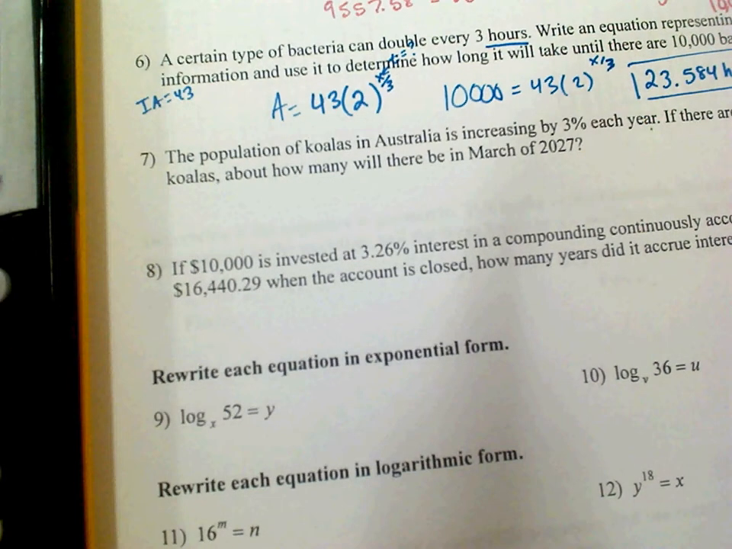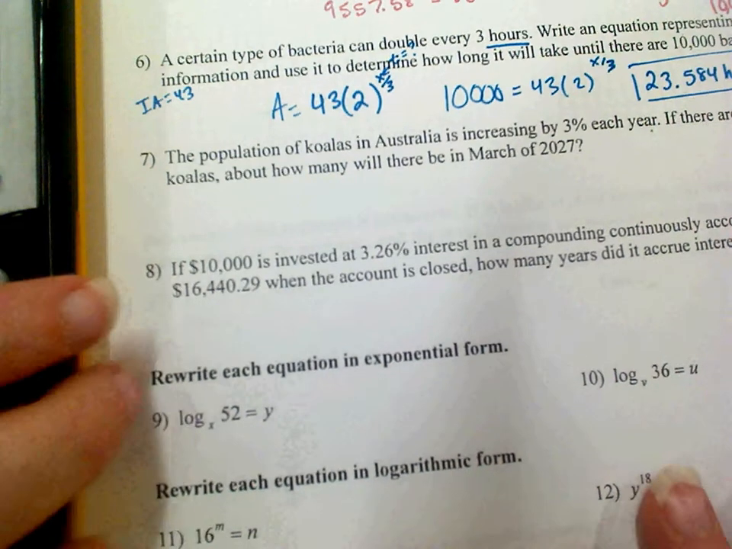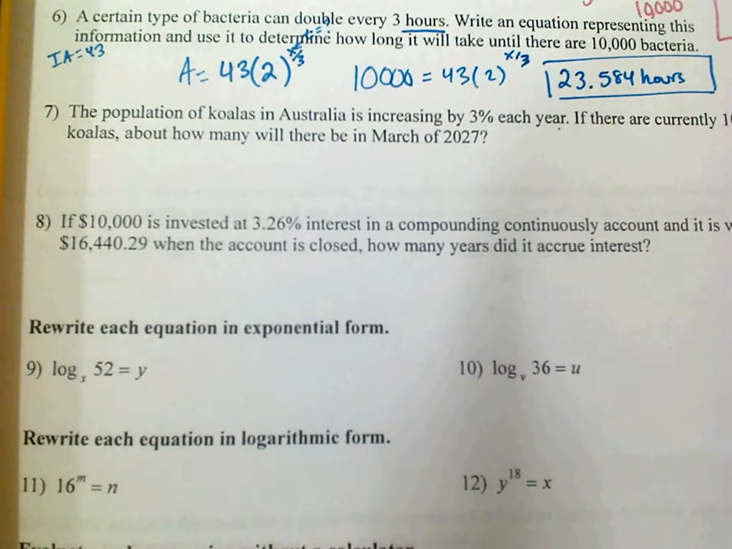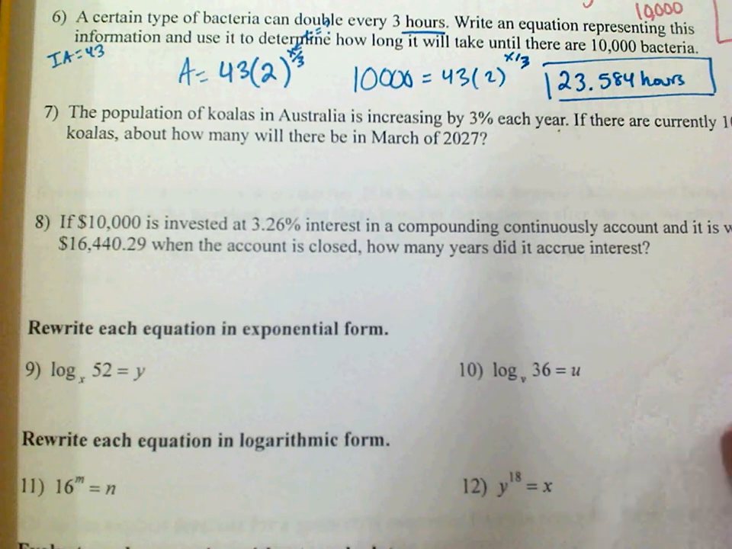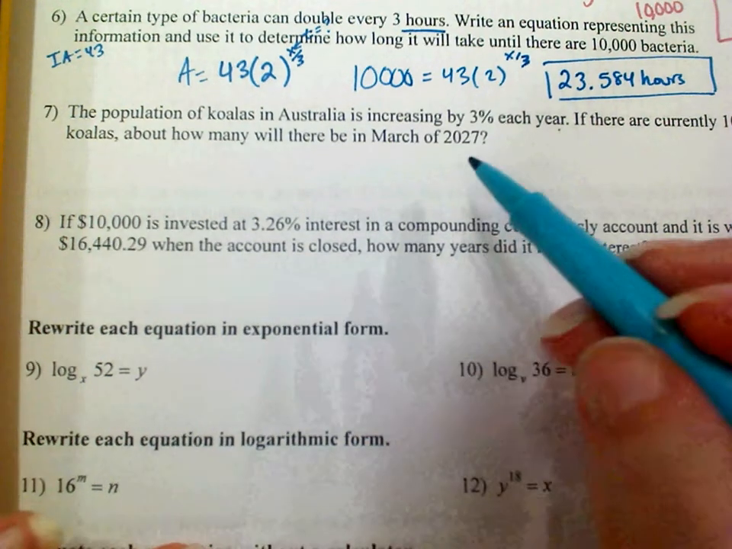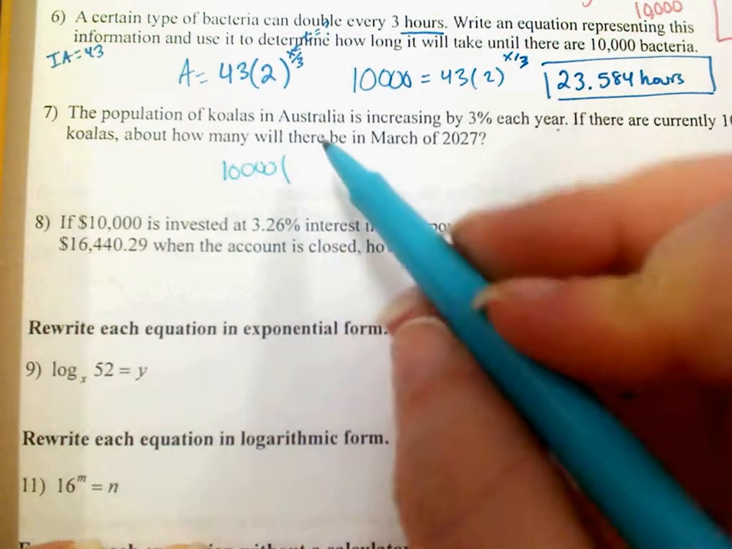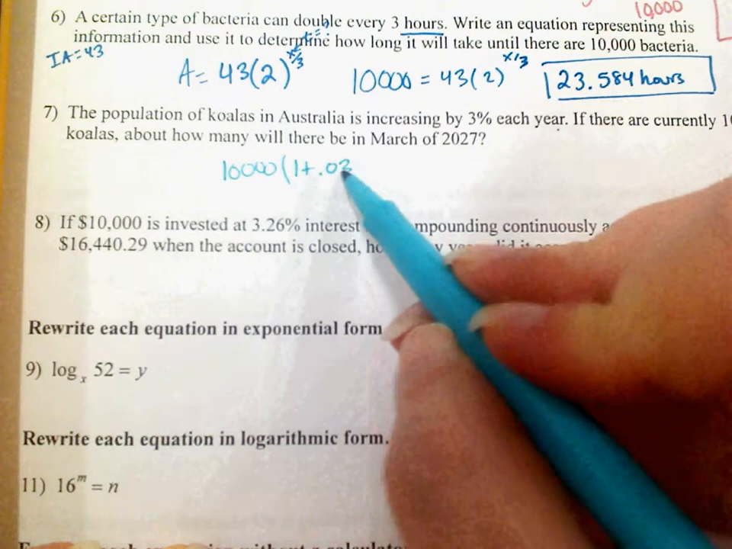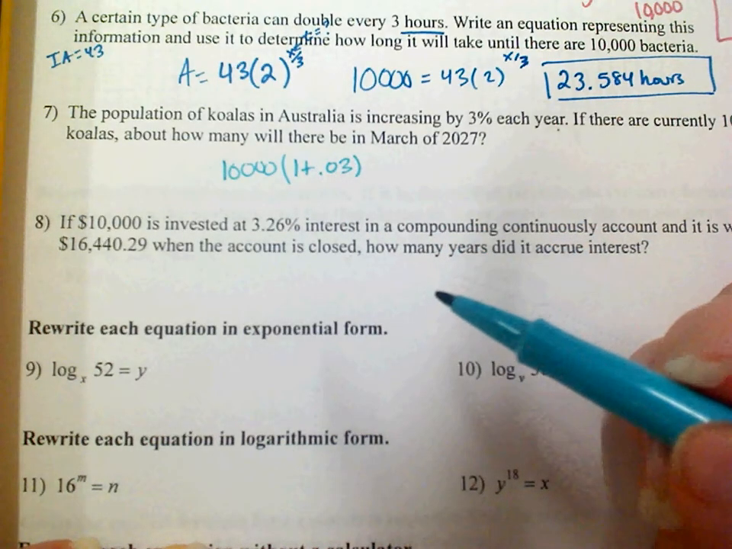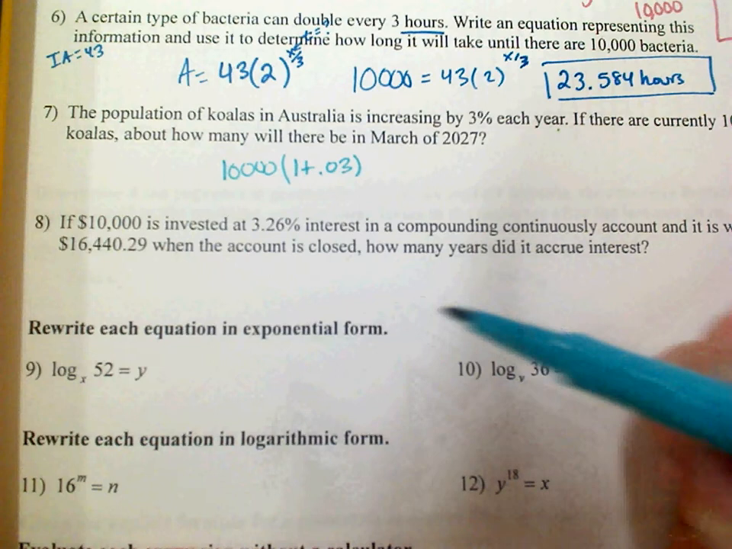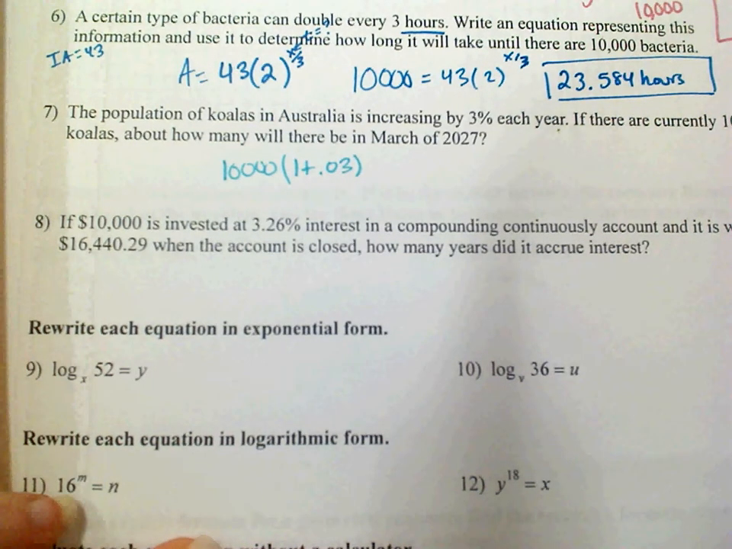The population of koalas in Australia is increasing by 3% each year. If there are currently 10,000 koalas, about how many will there be in March of 2027? Okay, so there are currently 10,000. They're increasing by 3% each year. And I want to know how many there will be in March of 2027. So unless this is something about compounding and we're talking about investments, you don't need to use that (1 + r/k) to the kt or Pert. We're talking about just 1 plus or minus.